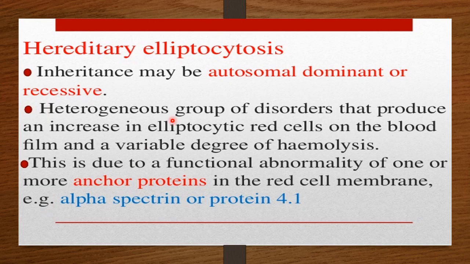Next, moving on to the next example of membrane defect, that is hereditary elliptocytosis. The inheritance of this may be either autosomal dominant or recessive in nature. It is a heterogeneous group of disorders that produce an increase in elliptocytic red cells on the blood film, and a variable degree of hemolysis is seen. This is due to the functional abnormality of one or more anchor proteins in the red cell membrane, for example alpha spectrin or protein 4.1.